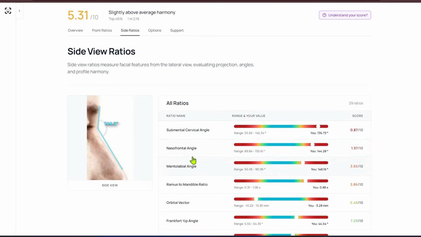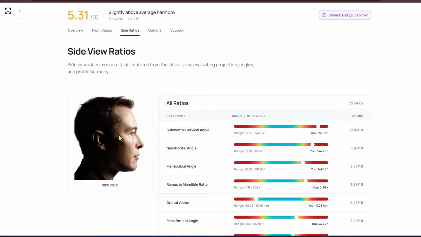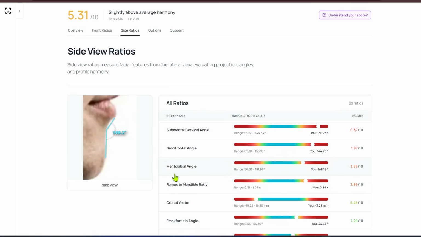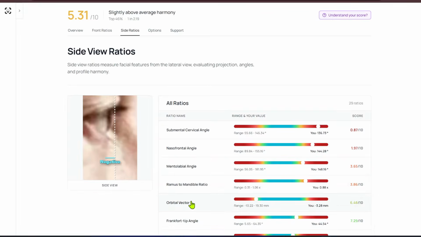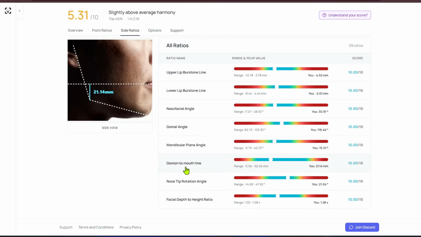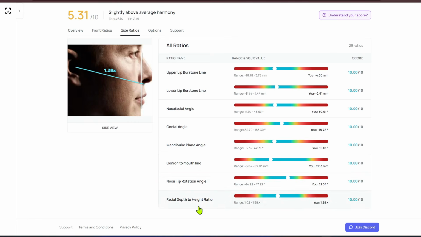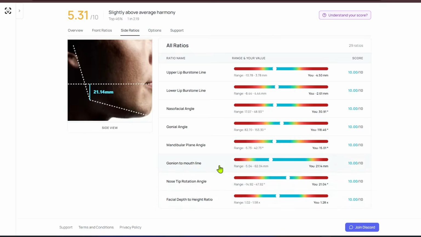Next is his nasofrontal angle, which is under a 2 out of 10. You can see how flat his brow ridge is, and it's causing such a low score. His mentolabial angle is a 3.65 out of 10, which is still pretty low. You can see there's not much of a squash in here, and it's giving that weird flat underlip look. Looks ridiculous. And then he also has some really high scores, like his gonion to mouth line is a 10 out of 10. His facial depth to height ratio is also 10 out of 10.